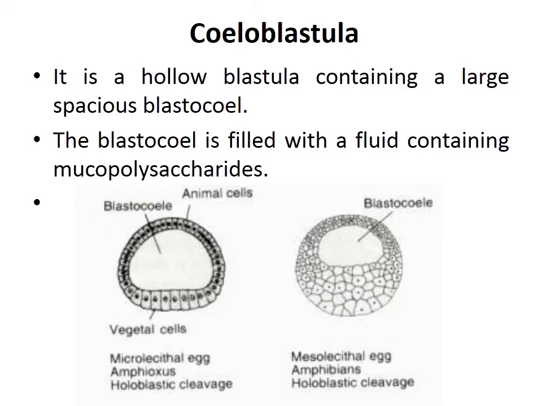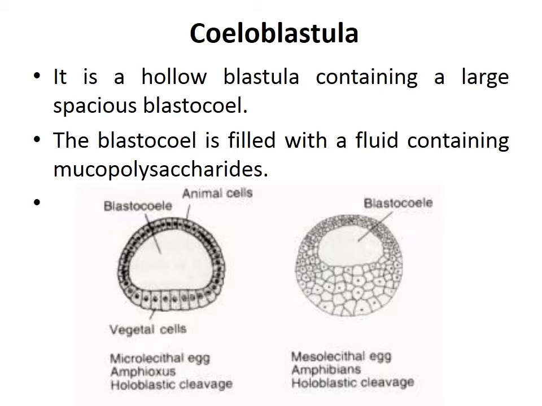The first one is coeloblastula. It is a hollow blastula containing a large, spacious blastocele. The blastocele is filled with a fluid containing mucopolysaccharides. So you have an animal pole, a vegetal pole, and the cells rearranged. The cells are rearranged based on their size.